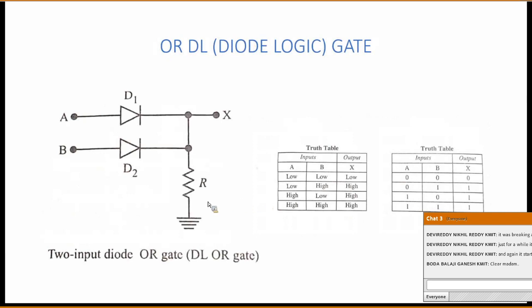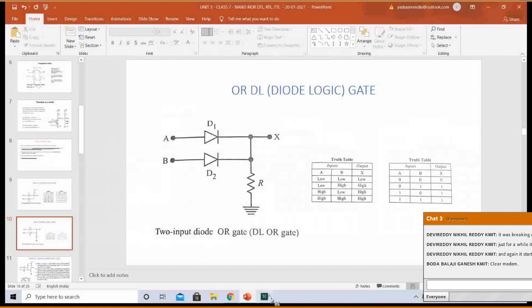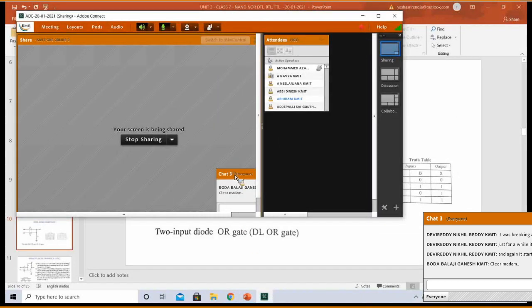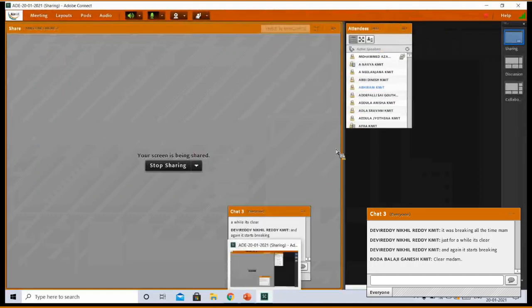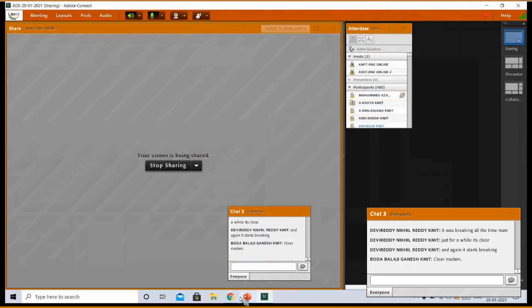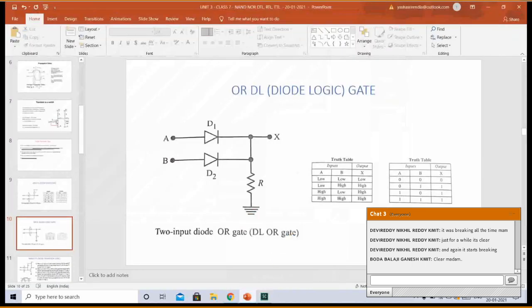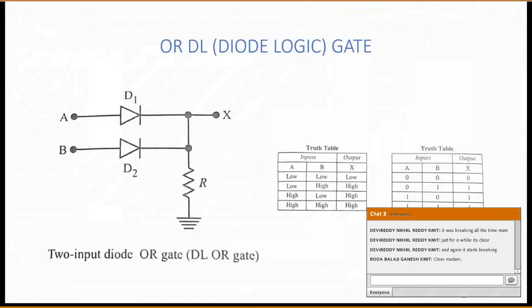Okay, so the next one is the OR gate. In the OR gate, the diodes are reversed, and the resistor, which earlier in the AND gate was connected to the supply voltage, is here grounded. So here also we will see the operation.